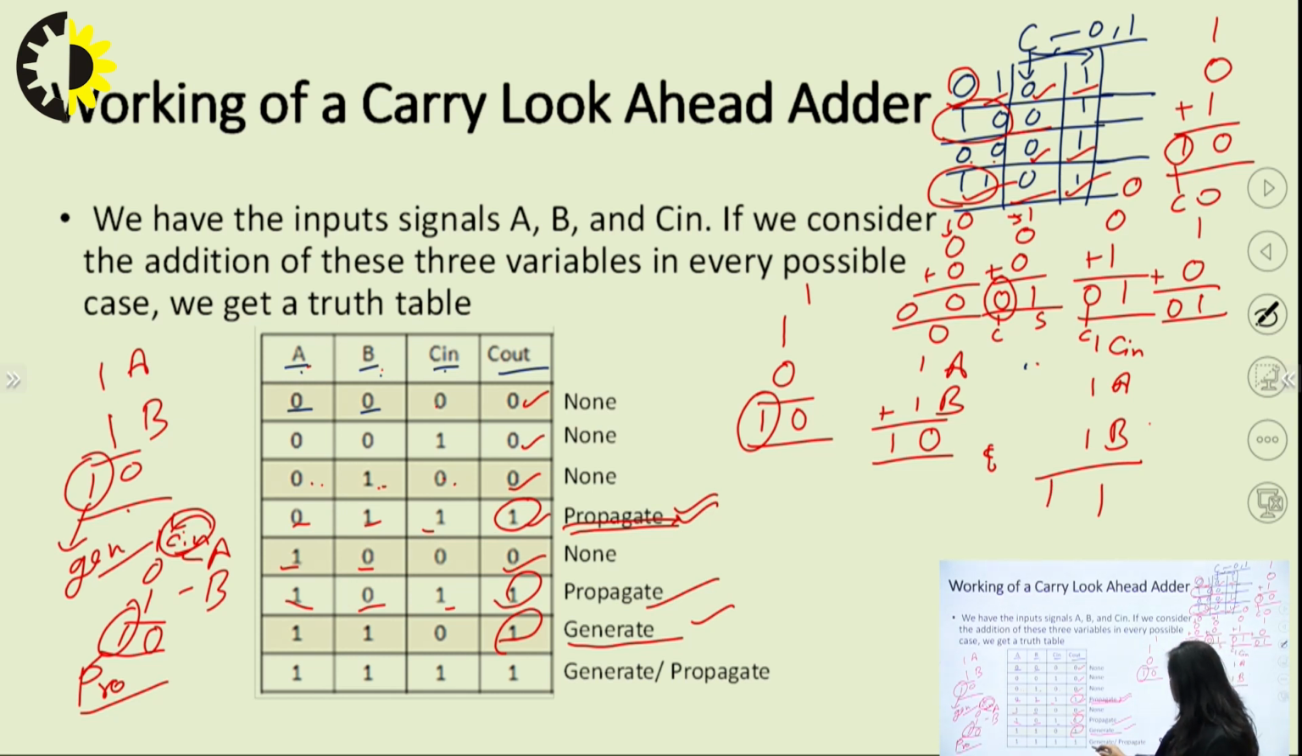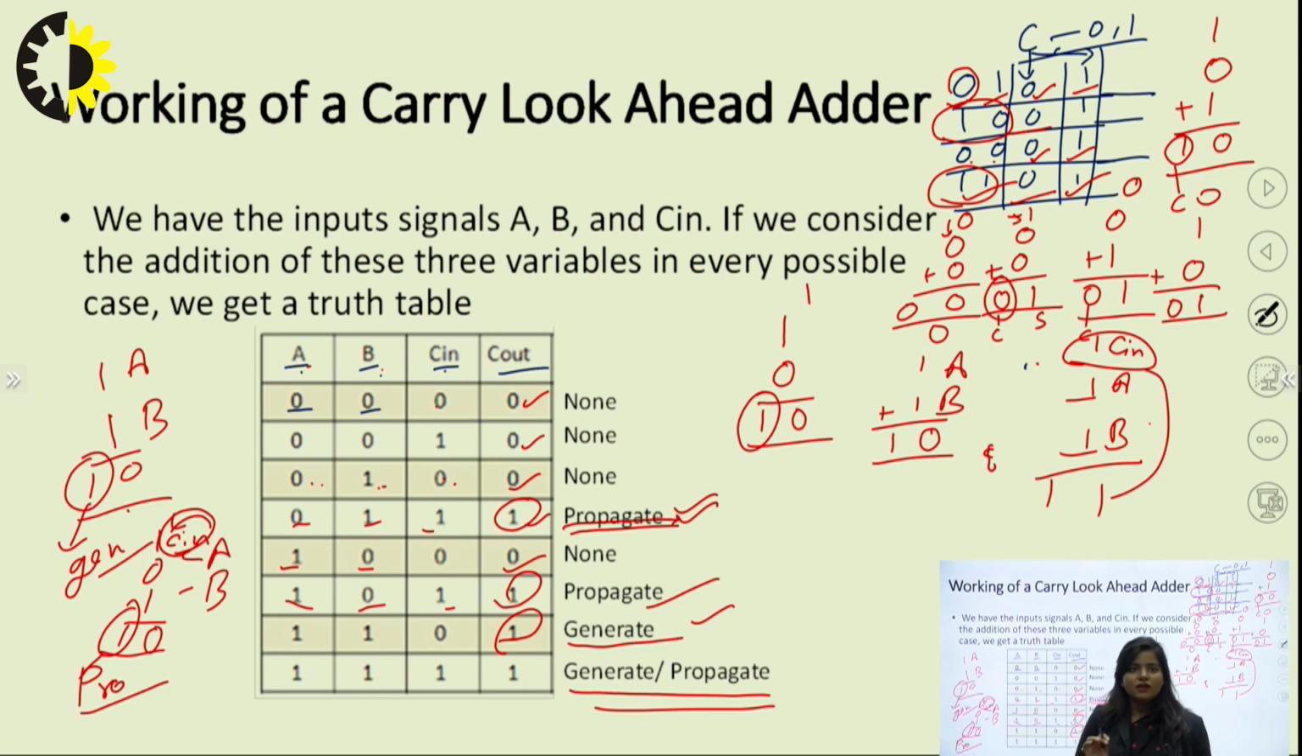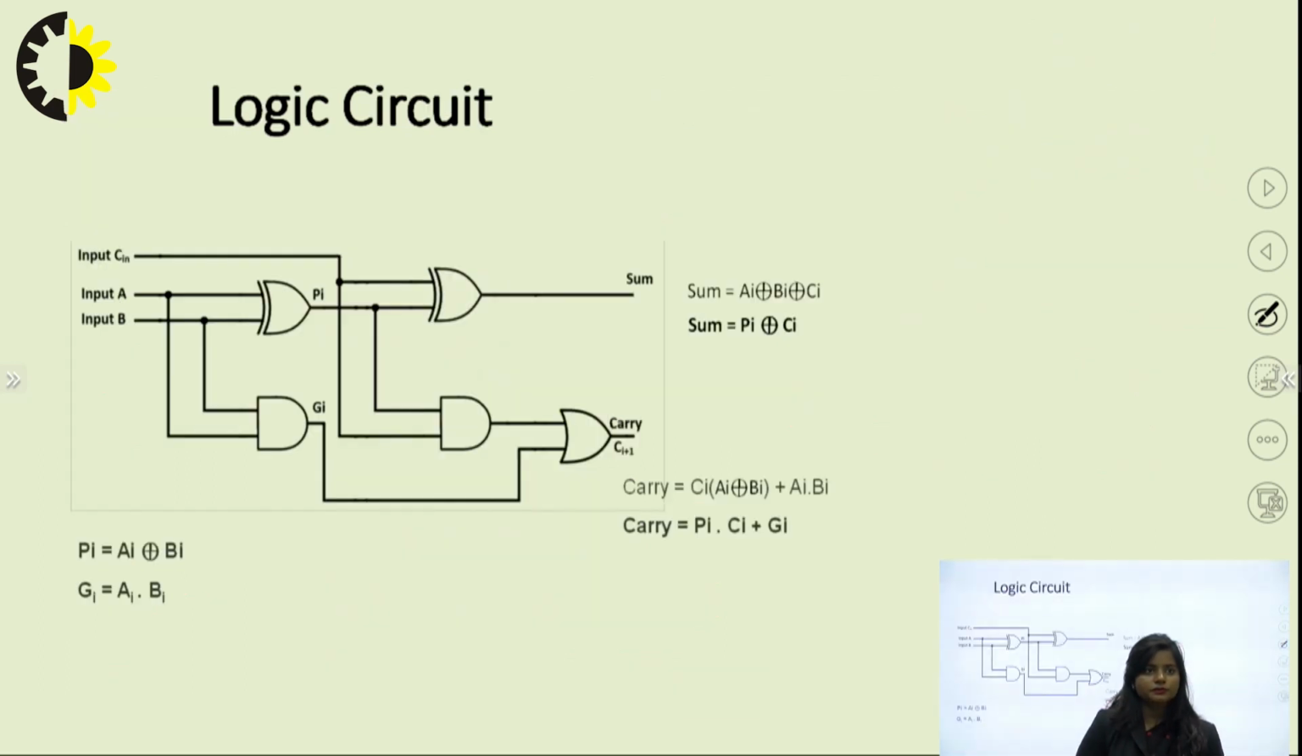So it is a generate and propagate carry, because in this situation we can see that one carry is coming from A and B, and also we have one carry from C in. In this situation, we have both options. We can see it as a generate or propagate carry. Okay, you have understood the working of the truth table for CLA. Okay, now let's move forward.